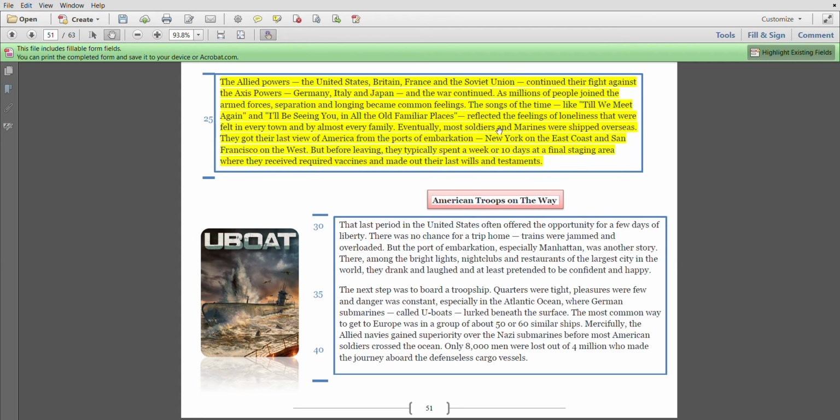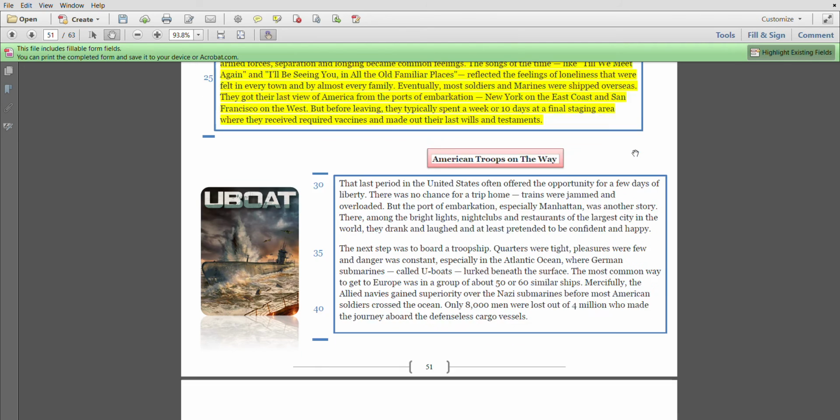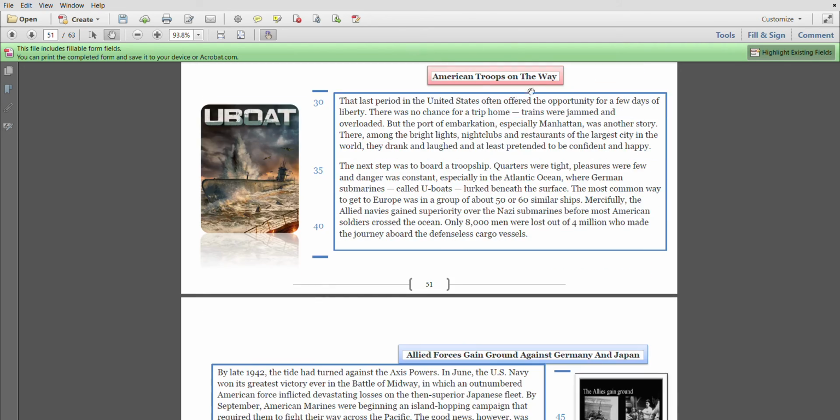Eventually, most soldiers and Marines were shipped overseas. They got their last view of America from the ports of embarkation: New York on the East Coast and San Francisco on the West. But before leaving, they typically spent a week or 10 days at a final staging area where they received required vaccines and made out their last wills and testaments. American troops on the way.